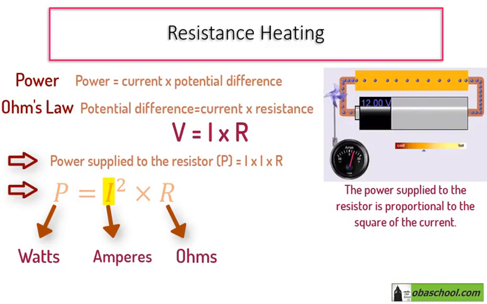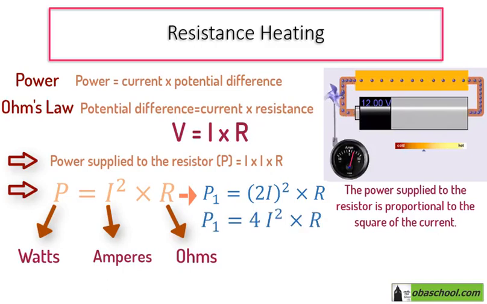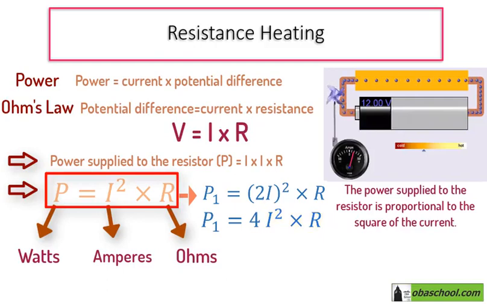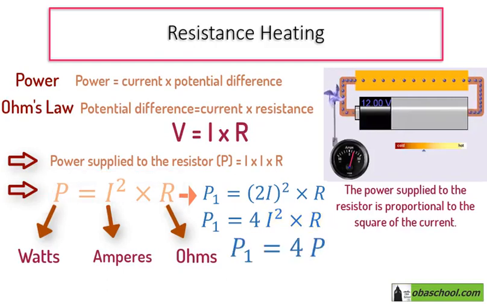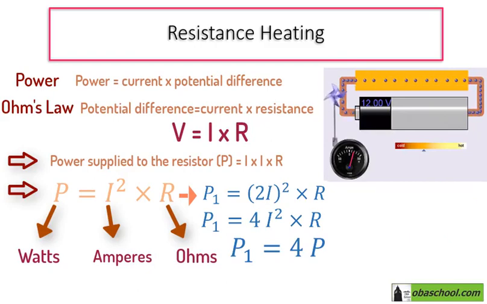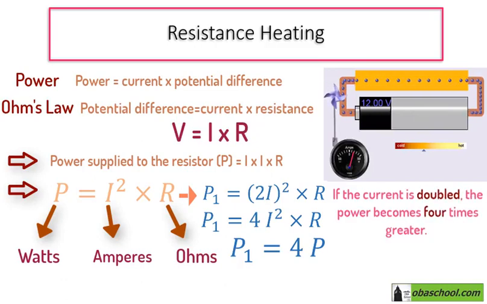2I, then the new power, P1, is equal to (2I) all squared multiplied by the resistance. So P1 is equal to 4I squared multiplied by the resistance. We can replace I squared multiplied by R by the initial power P. Therefore, the new power P1 is equal to 4 multiplied by the old power P. So, if the current is doubled, the power becomes 4 times greater.